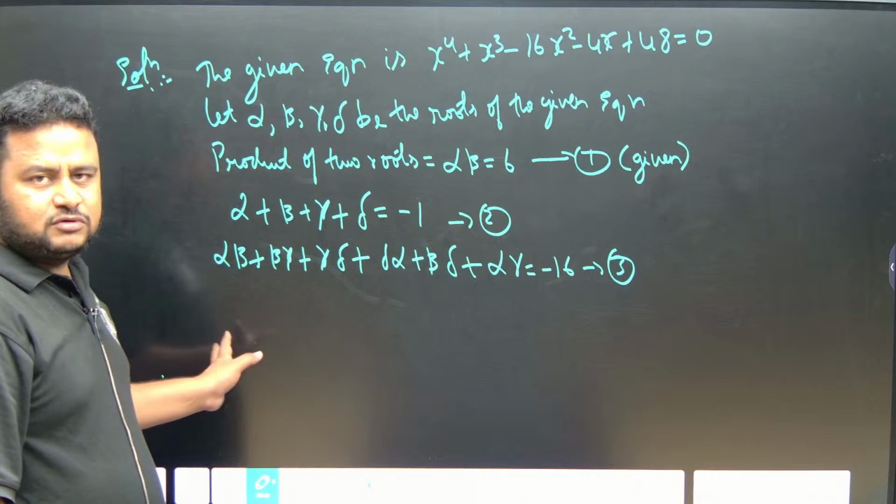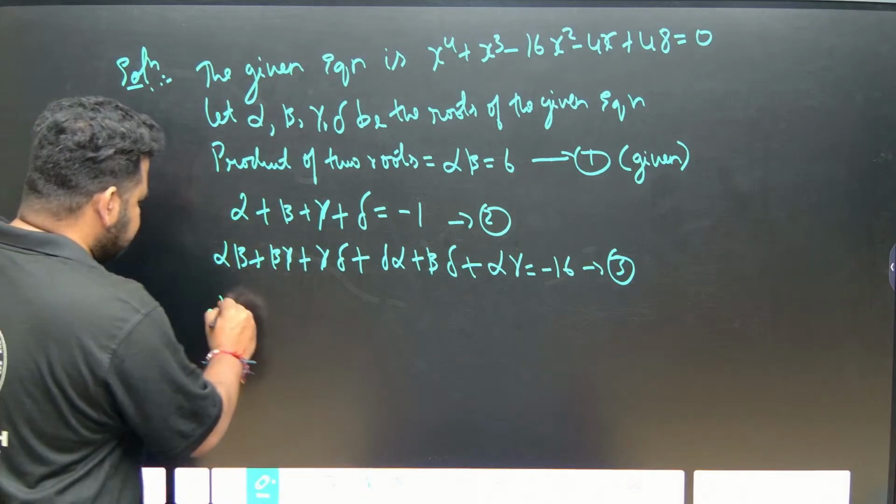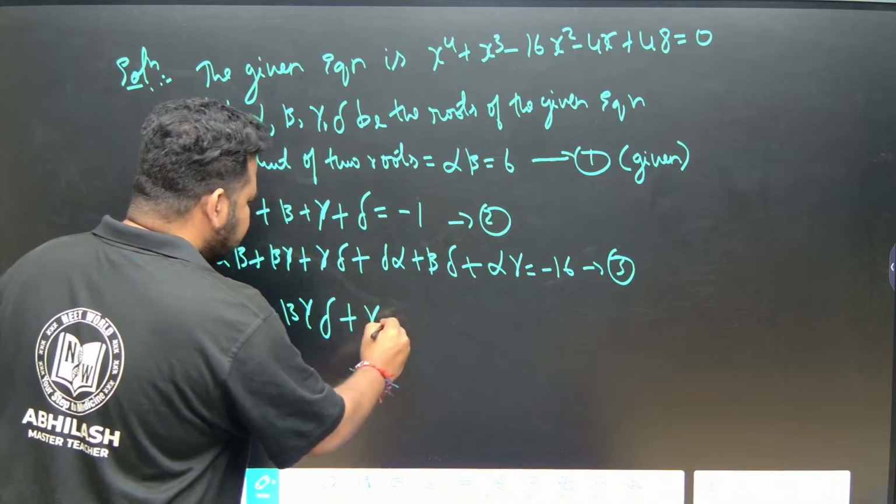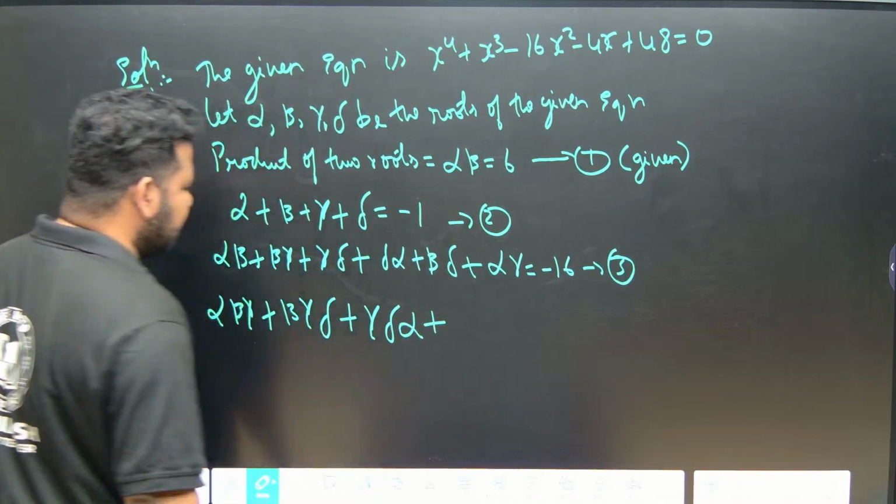Now the product of three roots. Product of the roots taken 3 at a time means alpha beta gamma, beta gamma delta, gamma delta alpha.